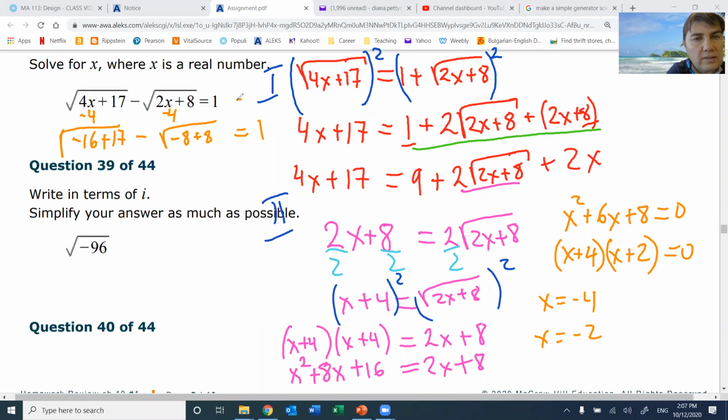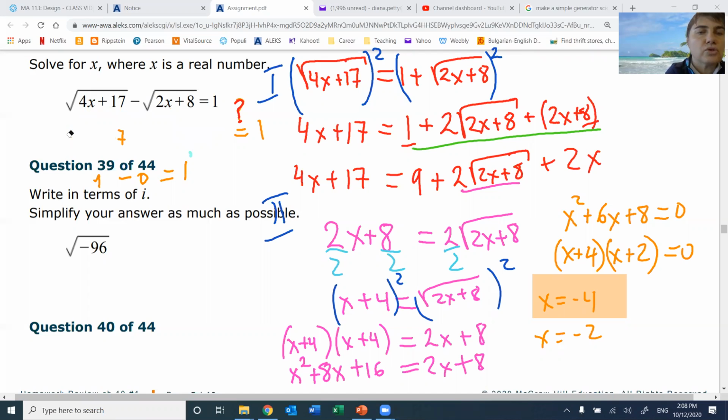Does this equal 1? Question mark. Let's see, minus 16 and 17 is 1. So this is the square root of 1, which is 1. So here we have 1 minus 0 equals 1. Yeah, the first one checks. Okay, so the first one is a solution. Let's check the minus 2.